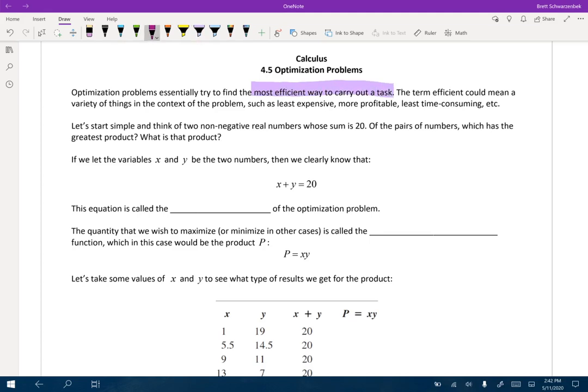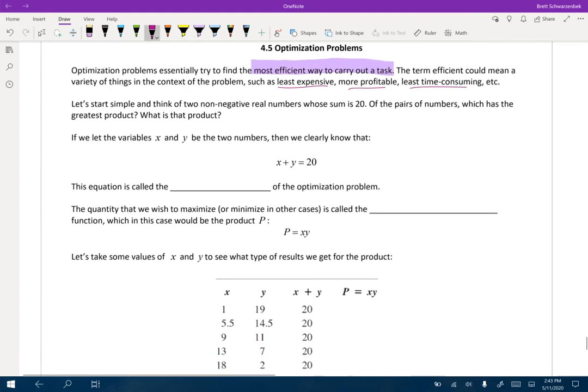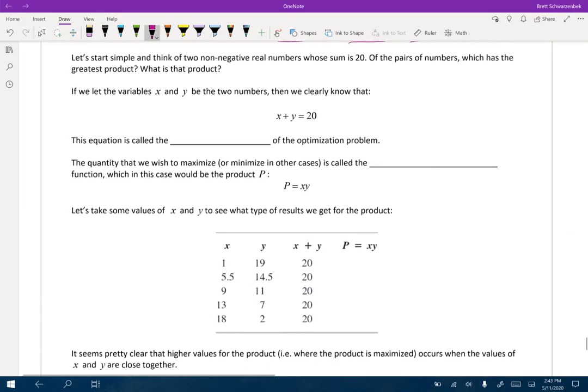So this could be a variety of different contexts. It could be least expensive, most profitable, least time consuming. There's a variety of different genres of optimization problem, but a very important problem nonetheless. You'll see it a lot in business applications, among other topics.